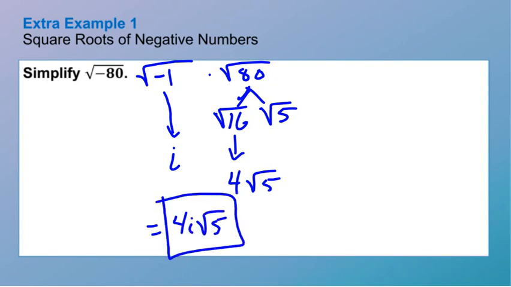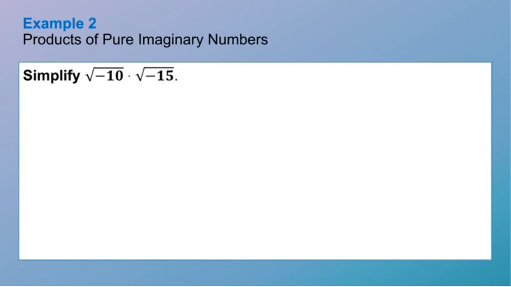Next, here we are multiplying products of pure imaginary numbers.